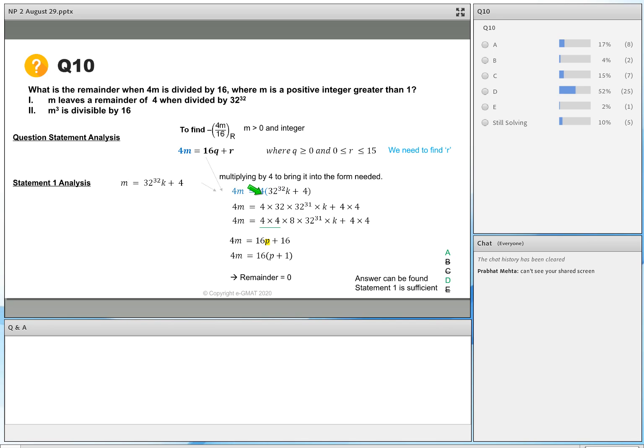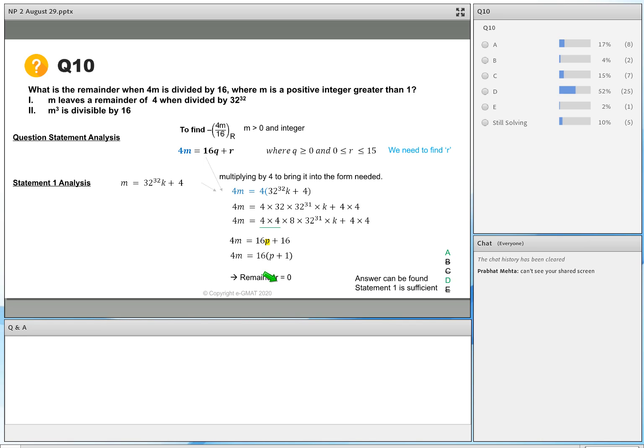So how do I get 16 from here? I have 4 already. I just need one more 4. Well, it's a no-brainer. You can see 32 to the power 32. I have so many 32s. I can take out a 4 from one of them, right? I will be able to extract 16. And the rest of it, whatever it is, just call it P. What you will have on the other side is 4 times 4, 16. So it's 16P plus 16, which is 16 times P plus 1. Compare it with this. P plus 1 becomes your Q. The remainder is just 0, and the first statement is sufficient.